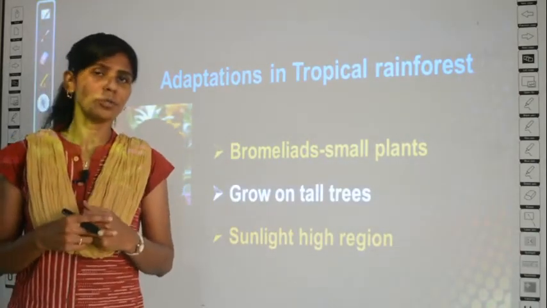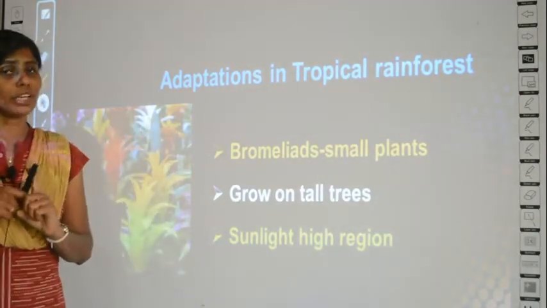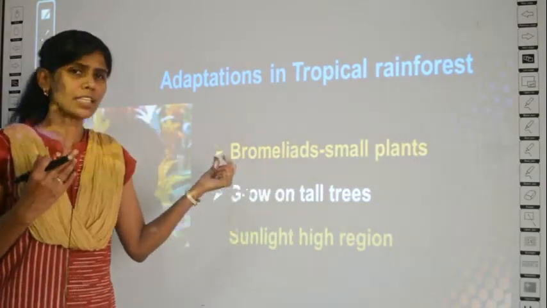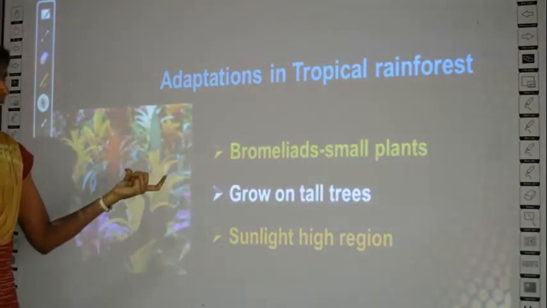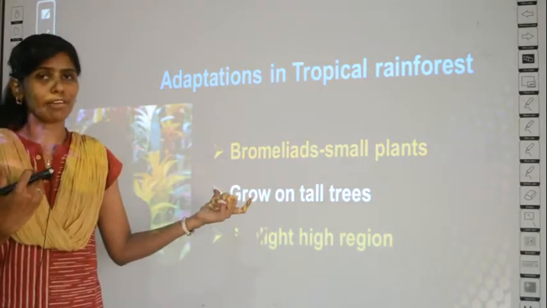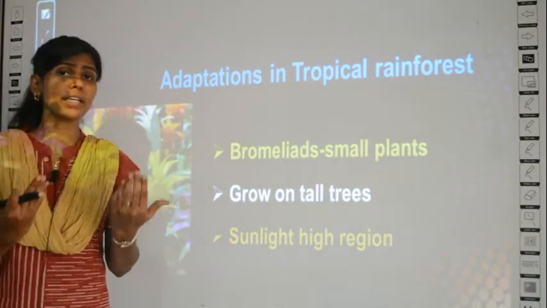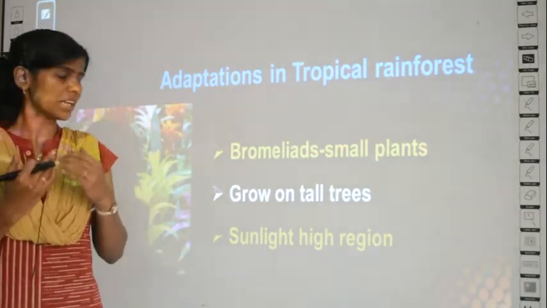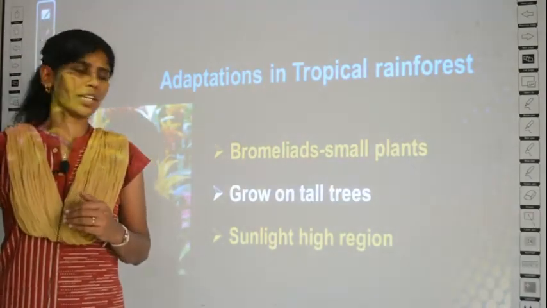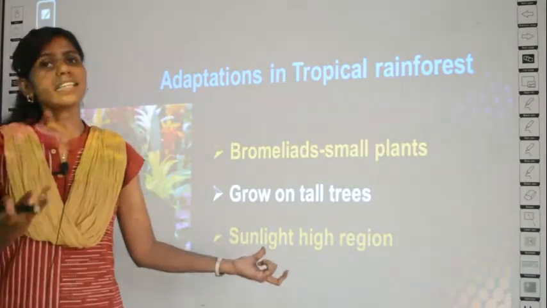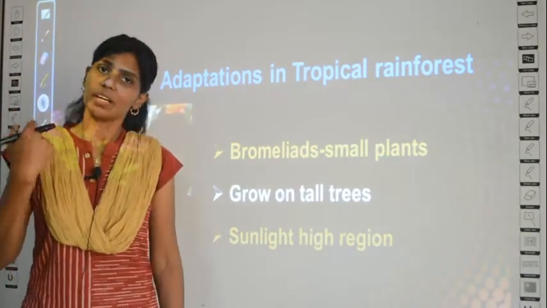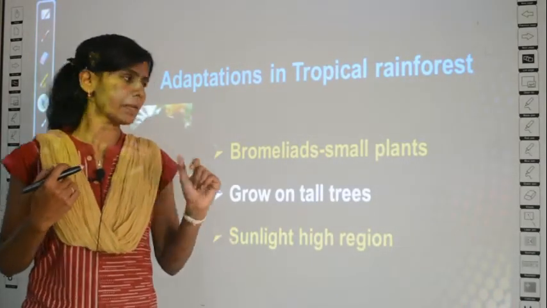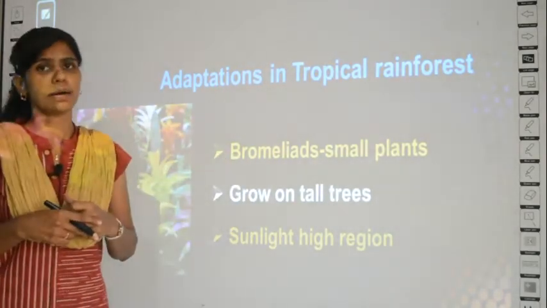So what did I tell you? The first example given in your textbook is the bromeliad plant, which is a small plant. This one is the bromeliad plant and it adapts itself. Since it is very small, it cannot get sunlight. So it undergoes adaptation, that is they will grow on the tall trees so that the sunlight falls on that plant and they can grow well. This is the first example given about bromeliad plants.